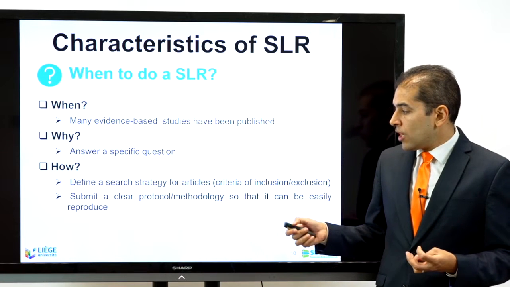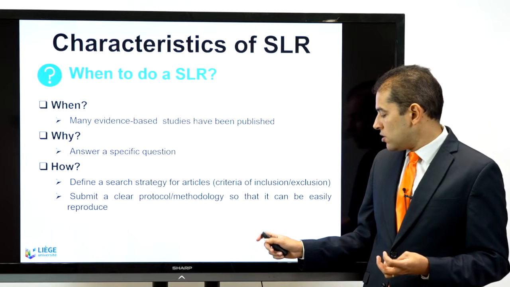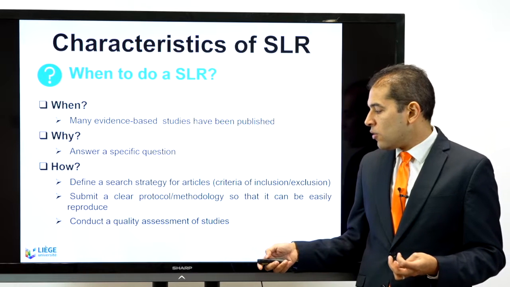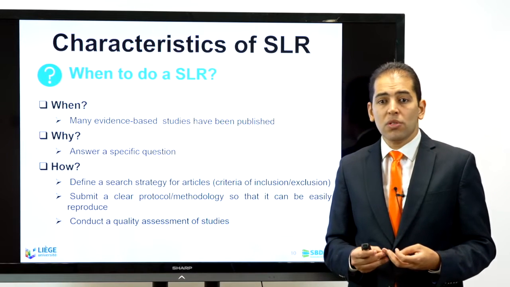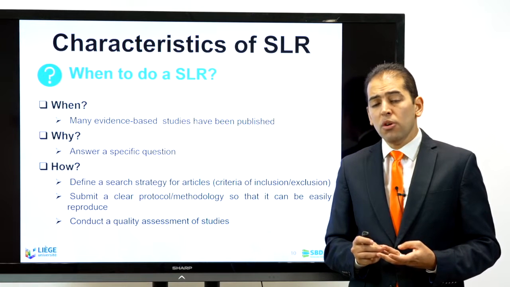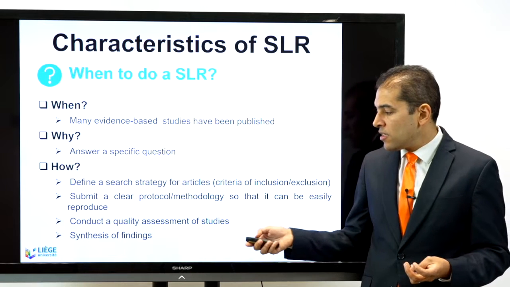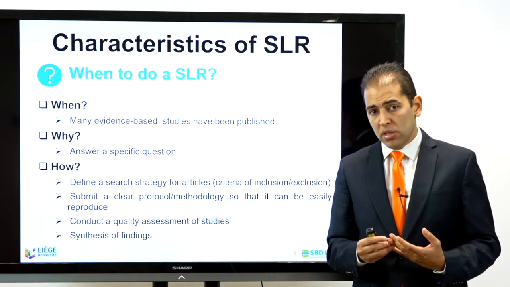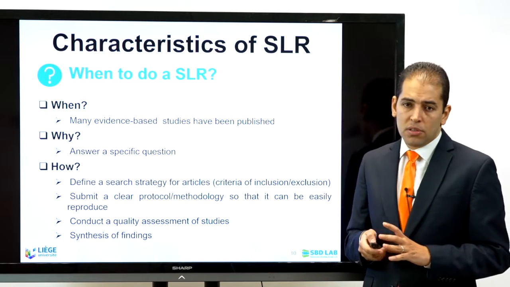Also, it's important to look at submitting a clear protocol or methodology when you are conducting a systematic literature review so that it can be easily reproduced, and you need to conduct a quality assessment of the studies that you are going to review and to make sure that these studies are already following best practices during their production, and you need to have a synthesis of the findings, explaining and providing insights based on that. So it's important to keep this into account when you look at a systematic literature review.